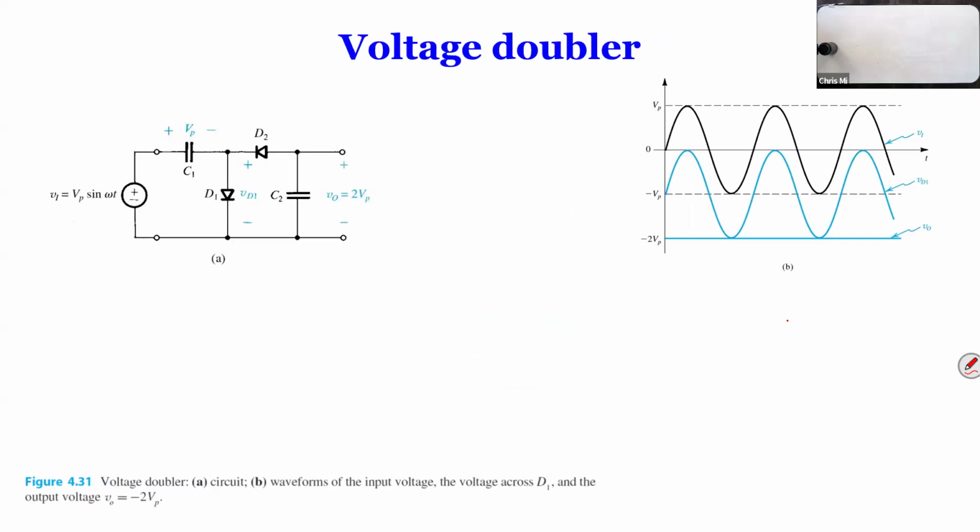And then there's another circuit called the voltage doubler. By the name, you already know what this does. It doubles the input. If the input is 1, it gives you 2. If your input is 4, it gives you 8. How do you double the input? It's a combination of this capacitor and diodes.